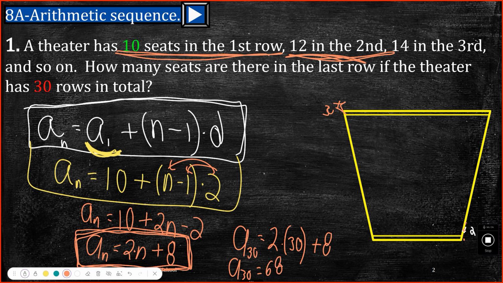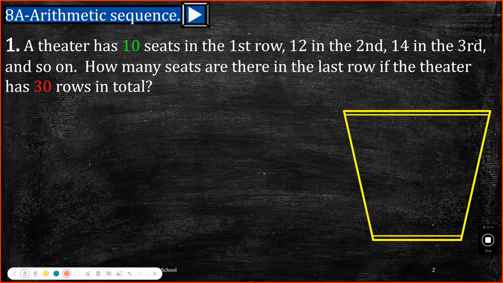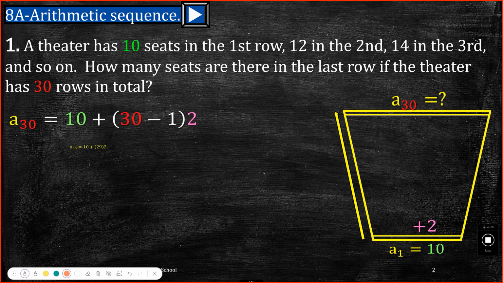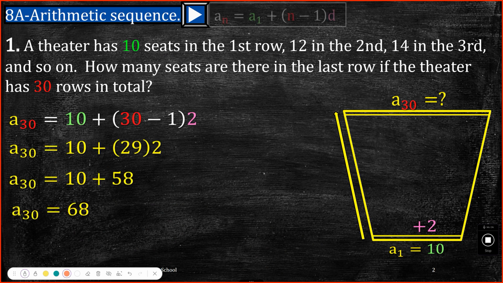I would have thought it was 70, and I would have been wrong because it really is 68. And that is the lesson for today. That's the big idea. In an arithmetic sequence, we'll have this formula. This is the formula you need to know for today: A sub n equals the amount of seats in the first row plus n minus 1 times d. Okay, that is it. Let's go on to doing some other problems.